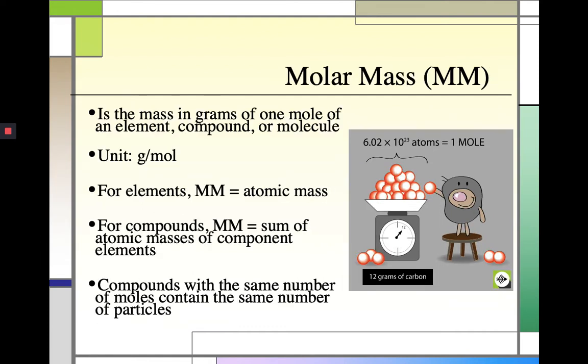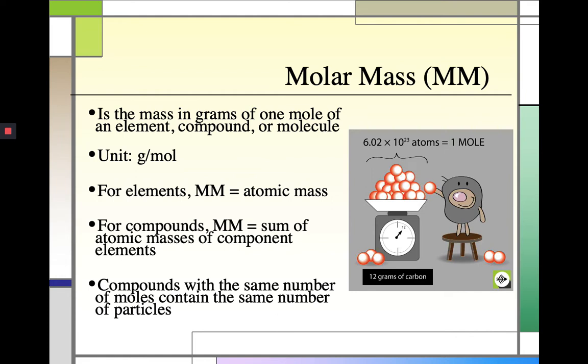And when you talk about molar masses, this is the mass in grams of 1 mole of an element, compound, or molecule. So the unit is grams per mole, and for elements, the molar mass is numerically equal to the atomic mass. And for compounds, the molar mass is the sum of the atomic masses of component elements. Now, compounds with the same number of moles contain the same number of particles.